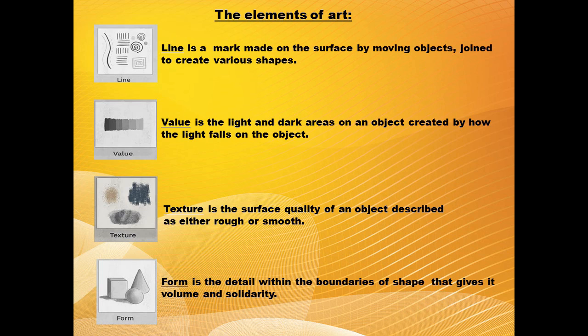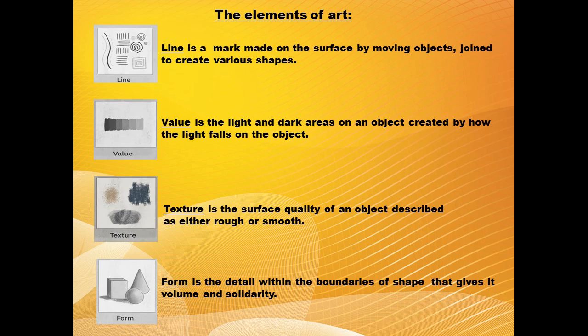Our element number 2 is value, and value is the light and dark areas on an object, and it is created by how light falls on the object. I know my learner, you have ever seen a drawing either in a magazine or in any other area where a picture has one side that is very dark and another side that is lighter. That is referred to as value.